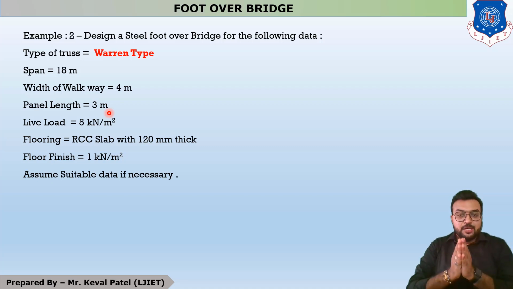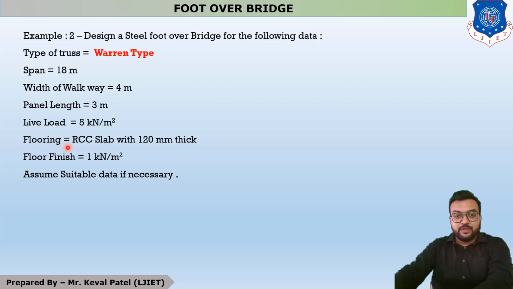So if our span is 18 meter and our panel length is 3 meter, then there are 6 panels of 3 meters. In the next slide we have to draw one figure of this foot over bridge, in which there are 6 panels having the length of 3 meter. Next is live load. Live load means pedestrian loads, which is given as 5 kilonewton per meter square. Next is flooring. RCC flooring having the thickness of 120 mm. Next is floor finish, given as 1 kilonewton per meter square. And next is assume the data if necessary.